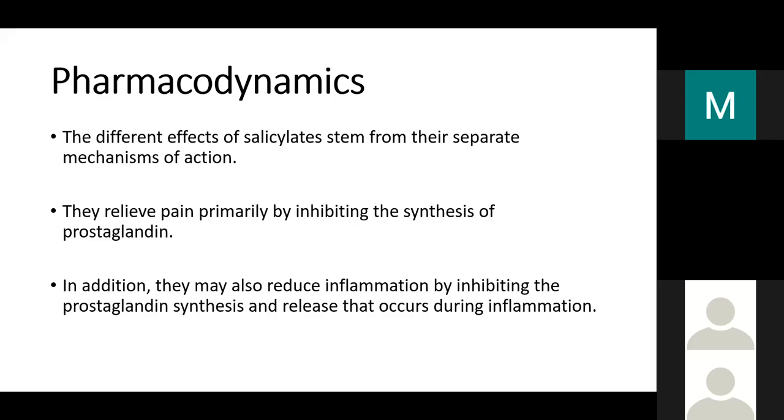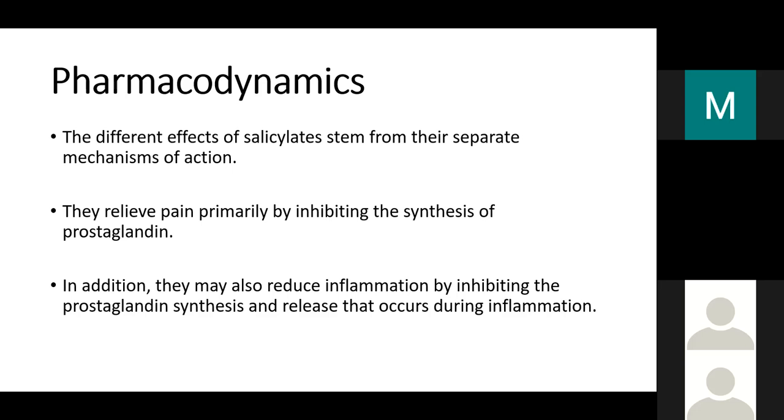So the various salicylates have different mechanisms of action. But mostly what they do is that they inhibit the synthesis of prostaglandin. And this is what would reduce the inflammation. If you remember, go back to your pathology, you realize that there are lots of prostaglandins that are produced during inflammation, in addition to interleukins and cytokines.